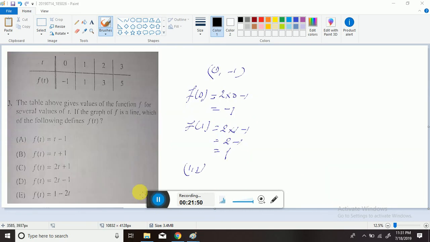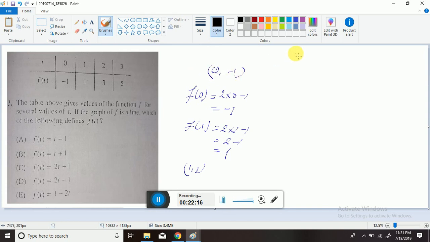Okay, now in this problem, the table above gives the values of function f for several values of t. If the graph of f is a straight line, which of the following defines f(t)? Here we have to find which one is the function f(t) so that its table is this. So we can check from the first point. Our first point is 0, -1. The first component x is 0 and the second is -1.